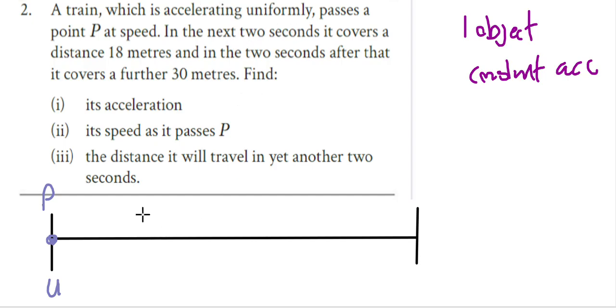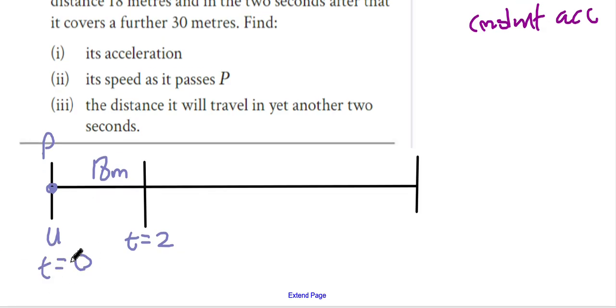2 seconds later, it travels how far? 80 meters. And that is t equals 2. Now, in the 2 seconds after that, it covers a further 30. So what does that mean? An extra 30 meters and t equals 4.